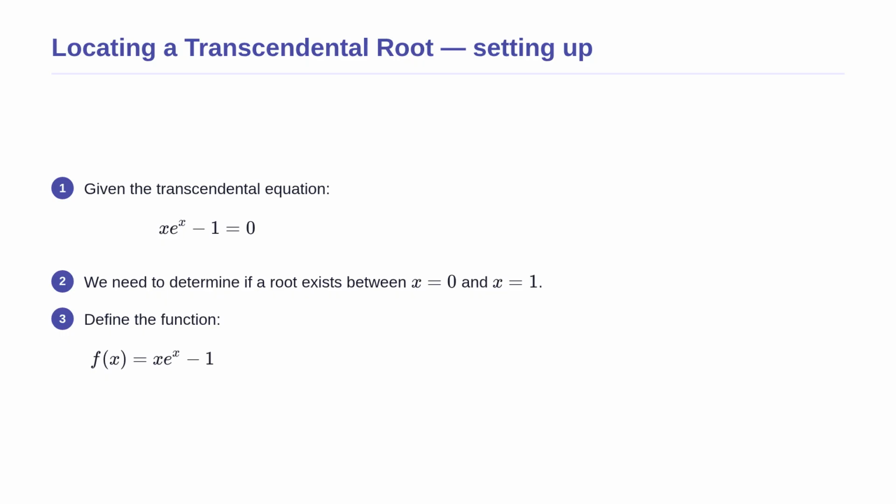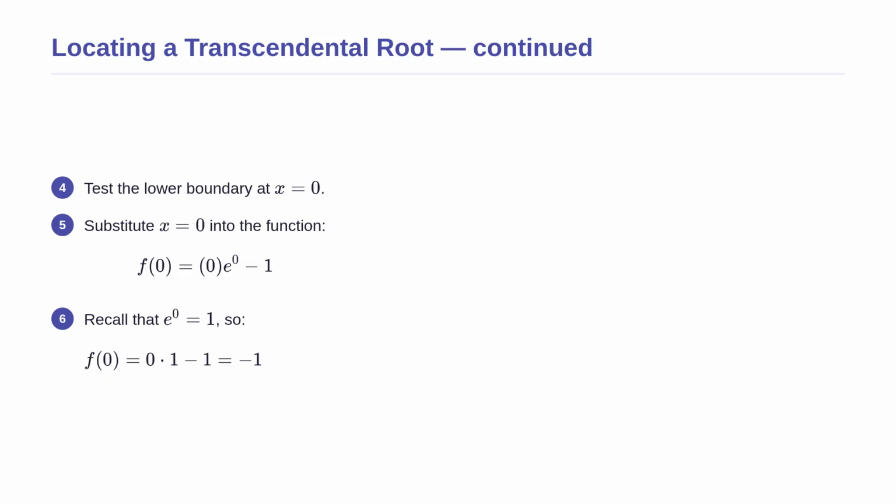Our approach remains exactly the same as the previous example because numerical methods do not care how complicated the equation looks. We start by defining our function f of x from the left side of the given equation. We test the lower boundary by substituting x equals 0 into the function. We do this to establish our starting position.